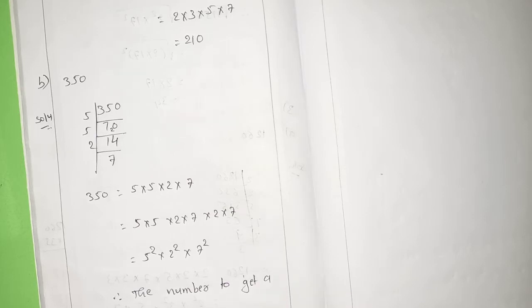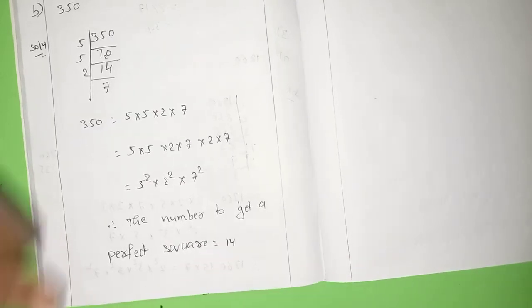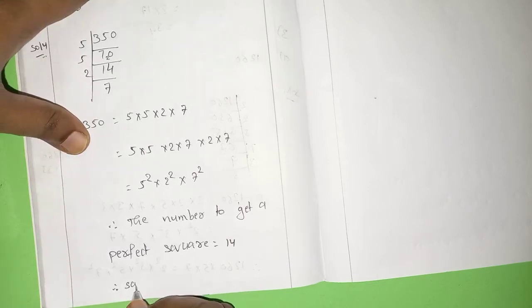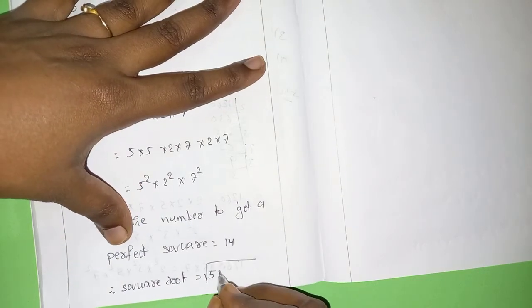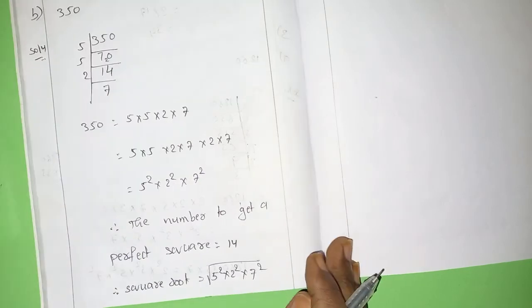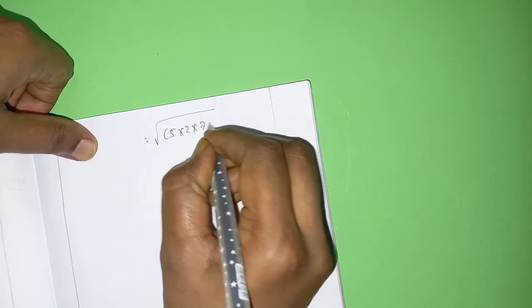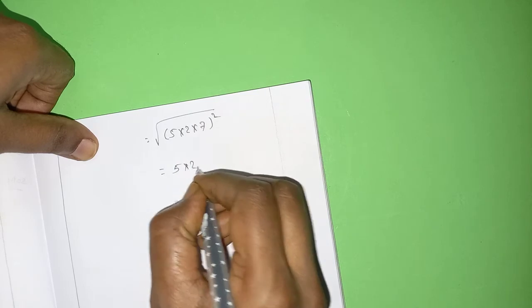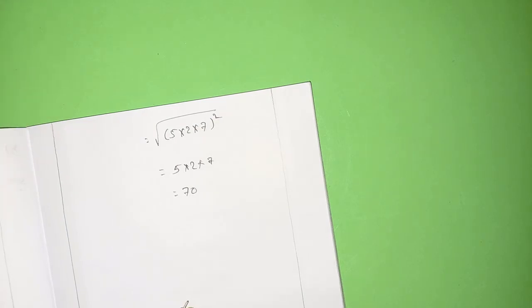Therefore, the number to get a perfect square is equal to 14, and the square root is equal to the square root of 5 square into 2 square into 7 square. It means 5 into 2 into 7 whole square. That equals 5 into 2 into 7. 5 2s are 10. 10 7s are 70. Okay.